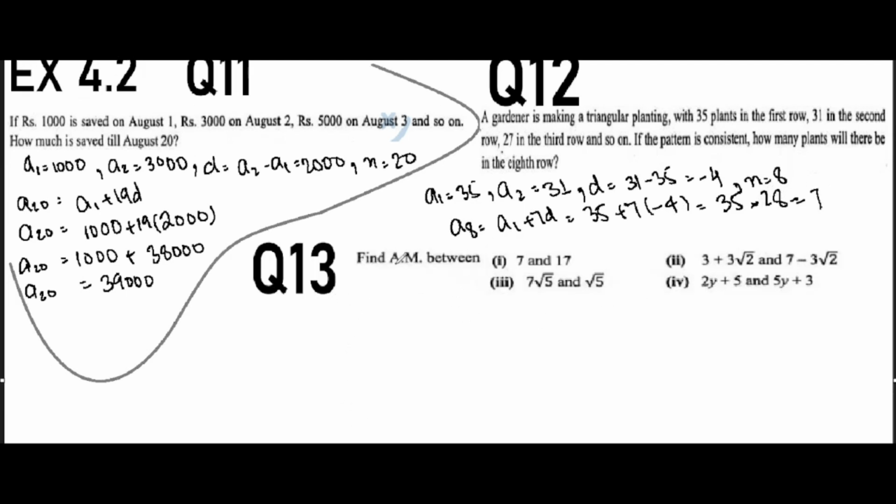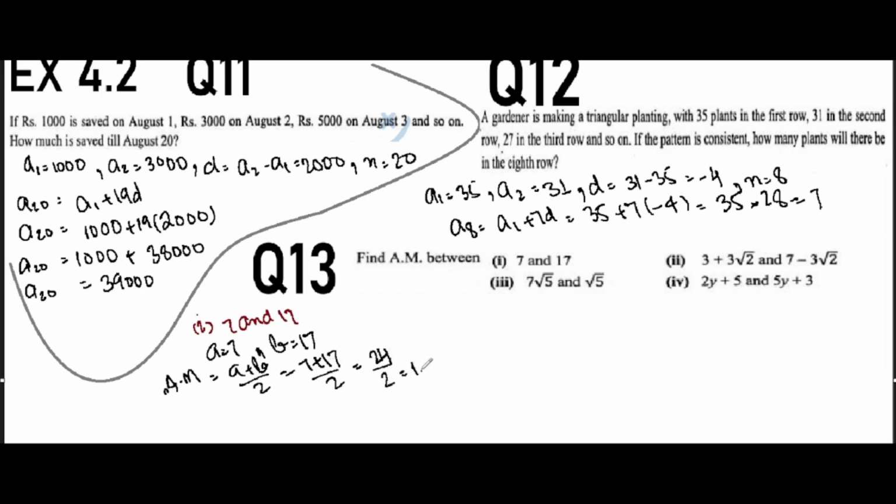Question number 13 says, find the arithmetic mean between 7 and 17 and all of these parts. Let's do the first part right now. 7 and 17. For finding the arithmetic mean, we are going to consider the first number equal to A and the second number equal to B. And we can find the arithmetic mean is equal to A plus B divided by 2. This is the formula. Simple. 7 plus 17 divided by 2, which is equal to 24 divided by 2, which is equal to 12.